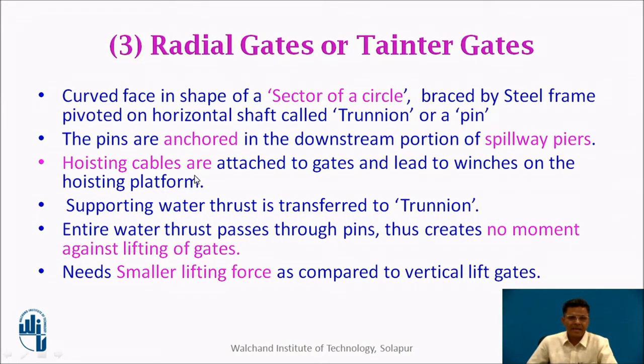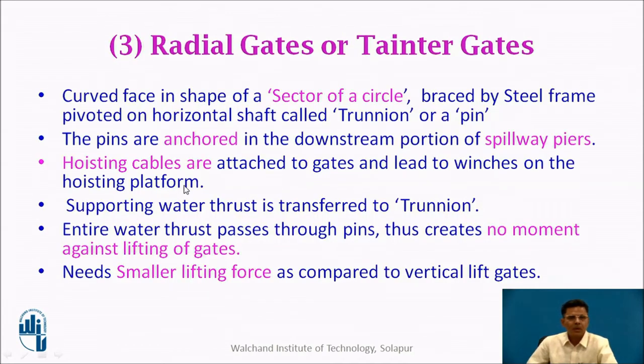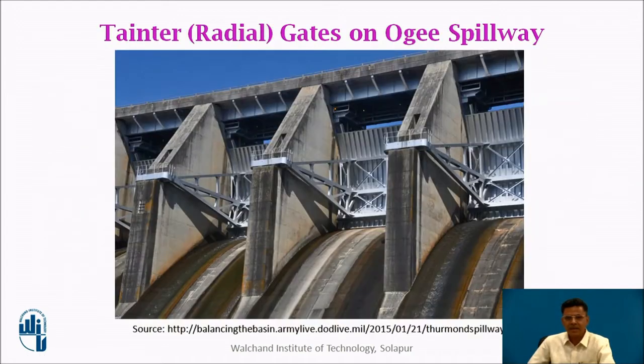Hoisting cables are attached to gates and lead to winches on the hoisting platform. So the hoisting platform is above the top of the dam. Here it is not seen in the picture, but cables are there reaching up to the hoisting mechanism. Entire water thrust passes through pins and creates no moment against lifting gates. So this is a speciality.